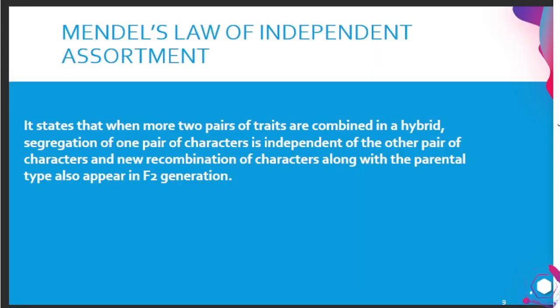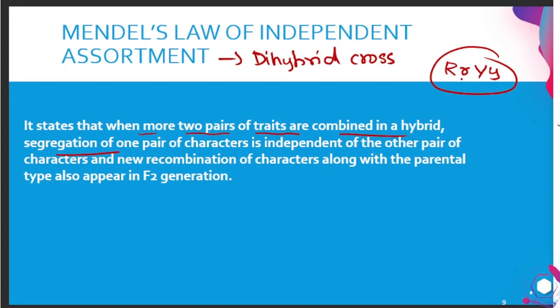So finally, we are here with Mendel's law of independent assortment. So Mendel's law of independent assortment is applicable for dihybrid cross. It is applicable for dihybrid cross. What we are saying is, it states that when two or more pairs of traits are combined in a hybrid, segregation. Okay, see, that is, you are having capital R, small r, capital Y, small y. So what you can see, two or more characters, two characters are involved, right, here. So one pair of characters is independent of the other pair of characters.